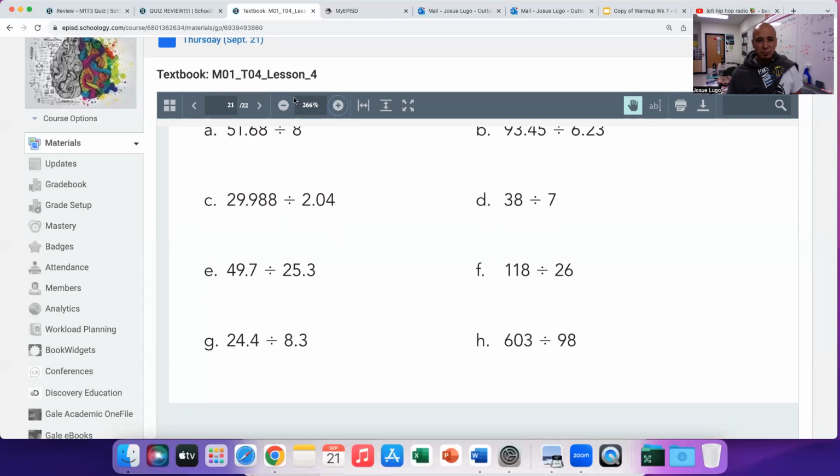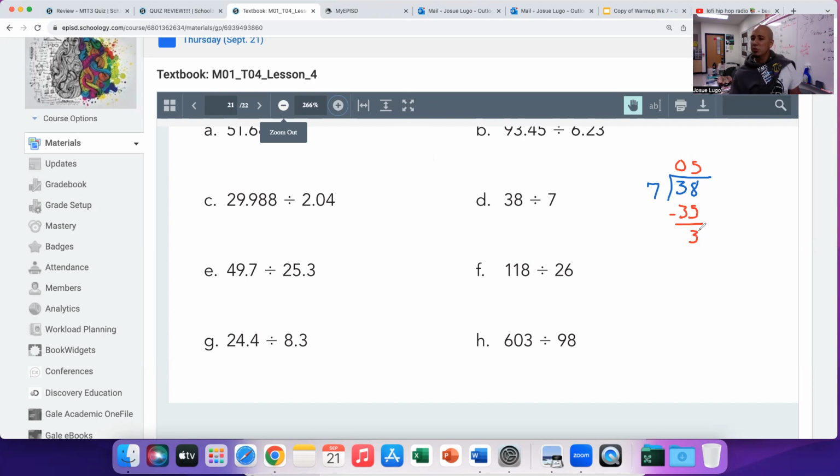Here in letter D, let's see if we can figure out what the answer is. We have 38 divided into 7. At first glance, this seems very simple, but very quickly, you're going to see that we're going to have to do something odd here. So 7 does not go into 3, but does go into 38. It goes 5 times. 7 times 5 is 35. And 38 minus 35 is 3.